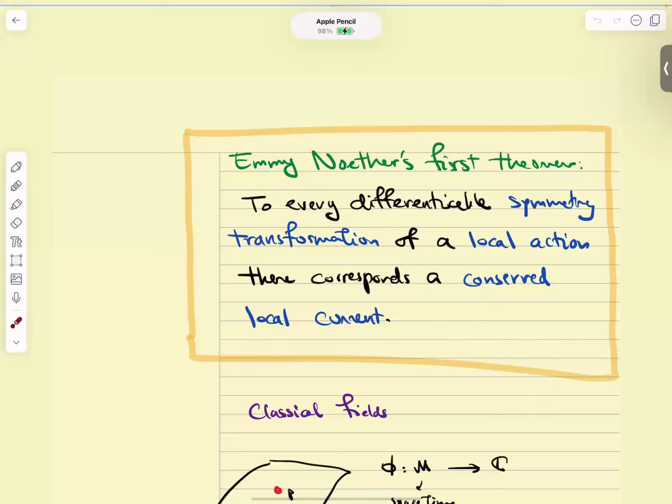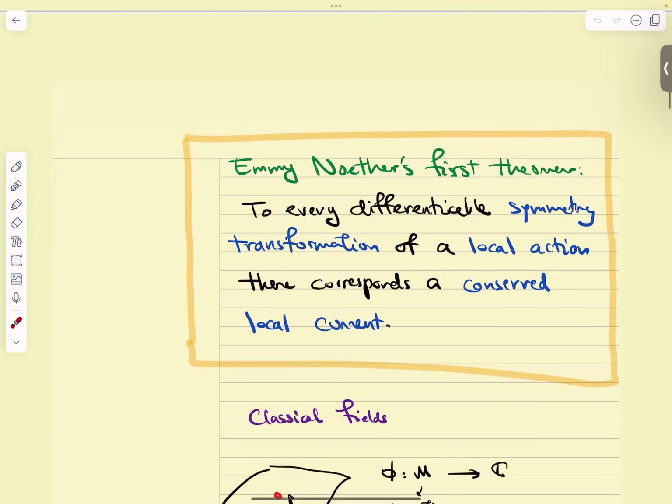Do you guys know what a current is? Conserved current. If you were to define it. I'll make sure I comment on it. No?